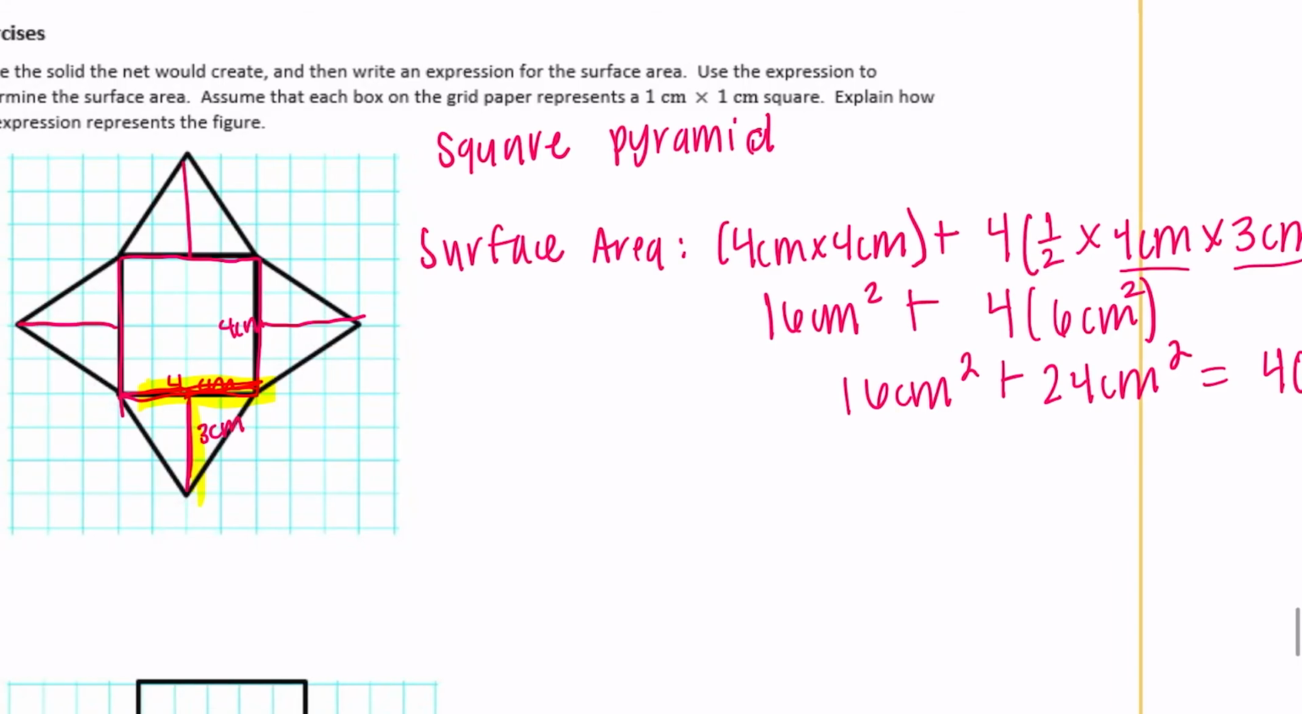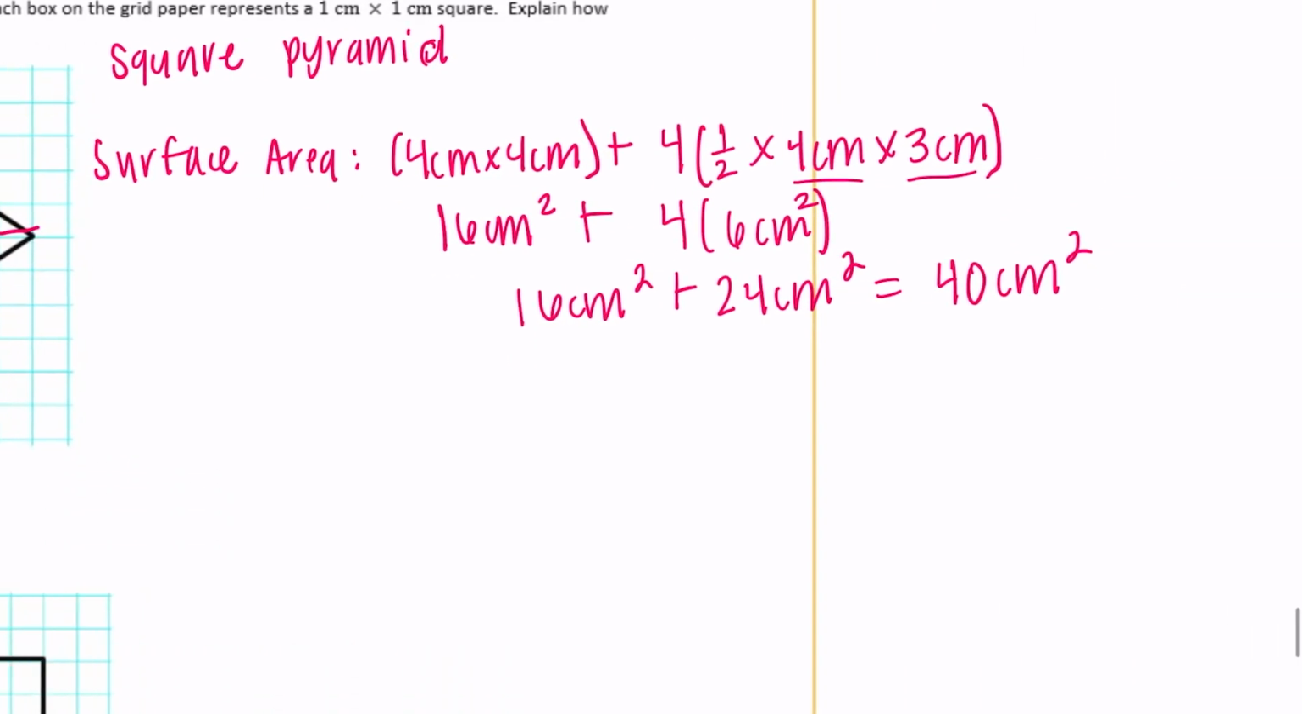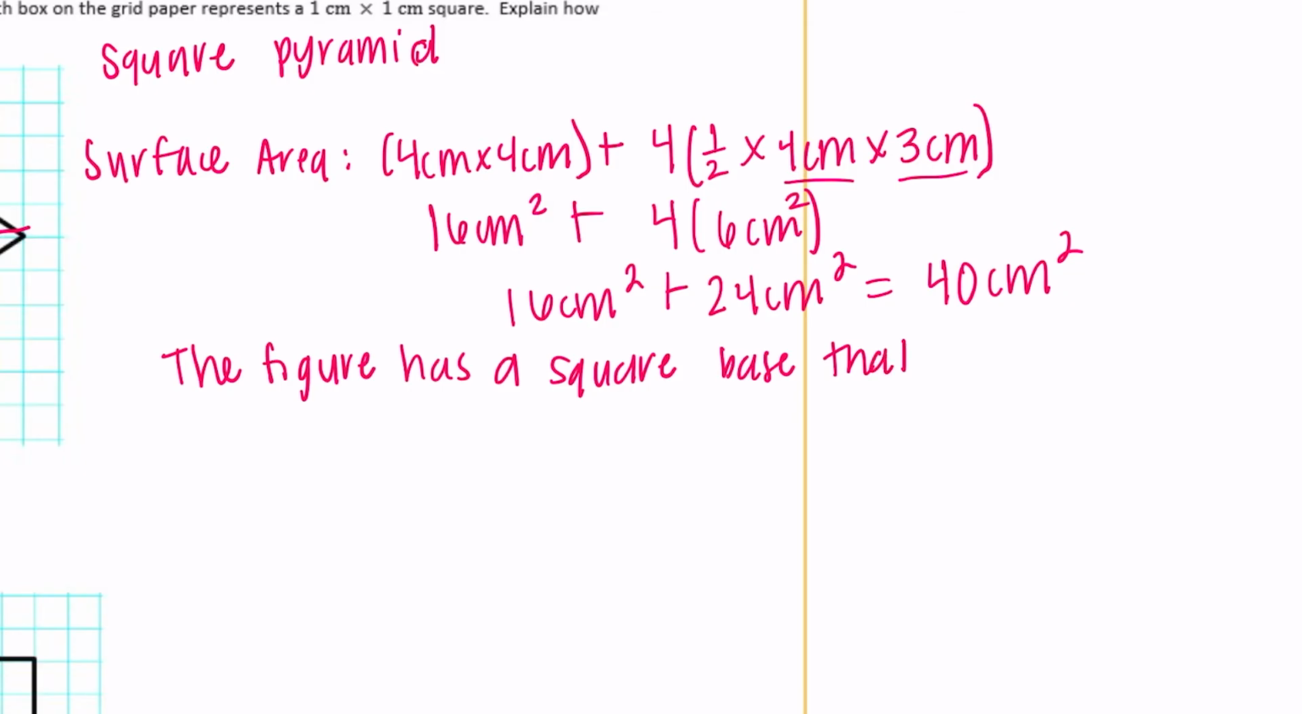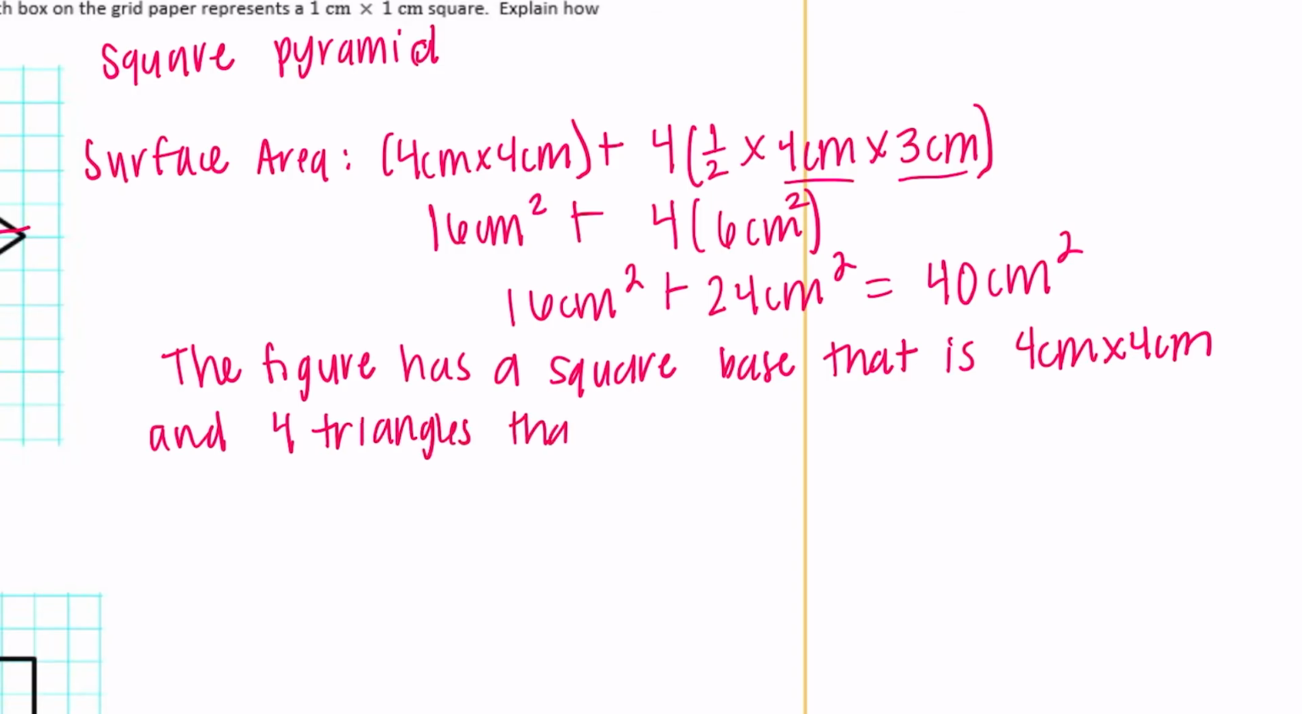And the last step says explain how the expression represents the figure. Let's see. Let's say, so the figure has a square base that is 4 centimeters by 4 centimeters and 4 triangles that measure 4 centimeters by 3 centimeters.